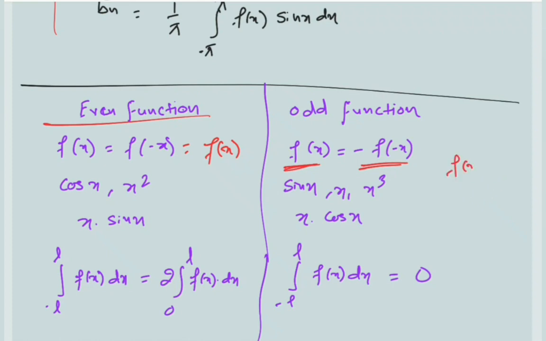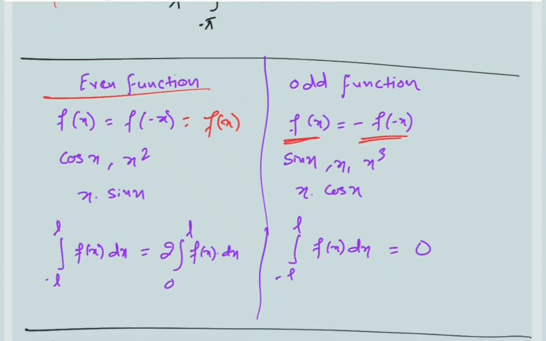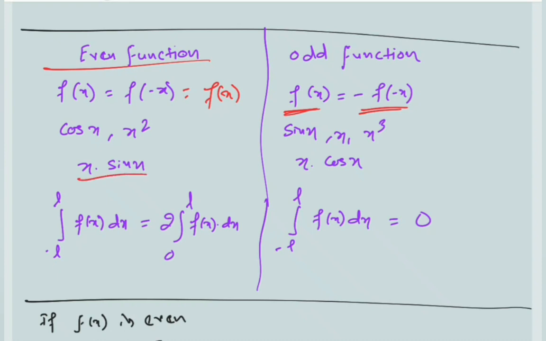Again, suppose f(x) is equal to x, and if you put f of minus x, it will be minus x. Okay, so minus x we can write as minus f(x), so it is an odd function. Similarly x cube, x raised to 5, these are odd functions. Another example is x into sin x. If you put minus x, this is minus, and sin x is again minus, so minus minus will be plus, so it is an even function, not an odd function.